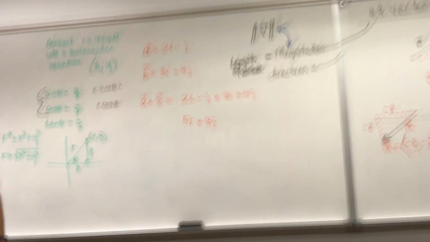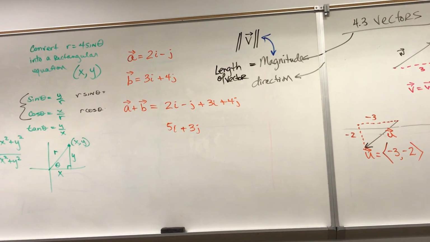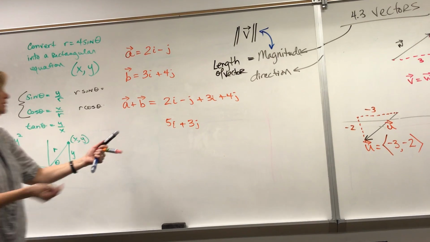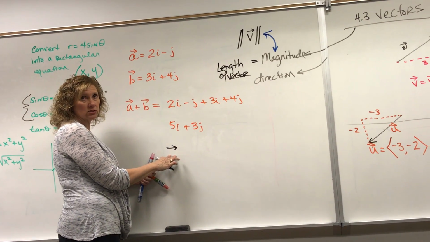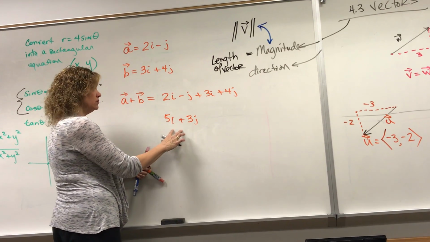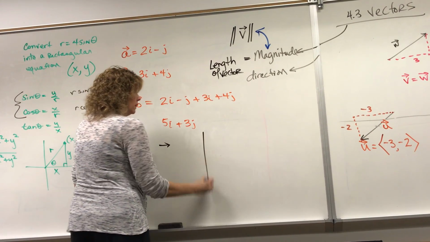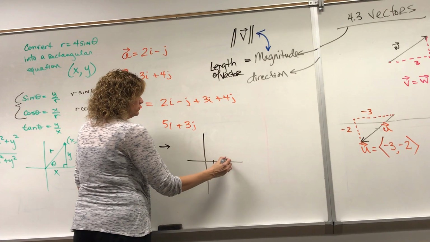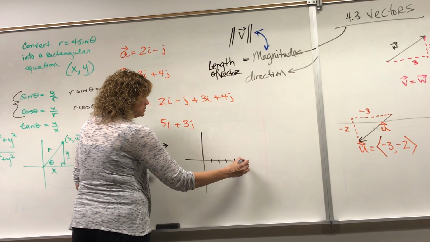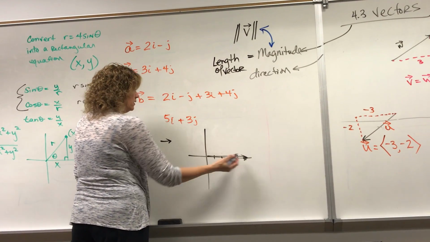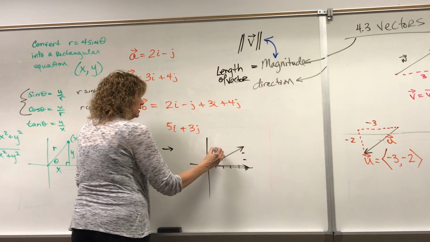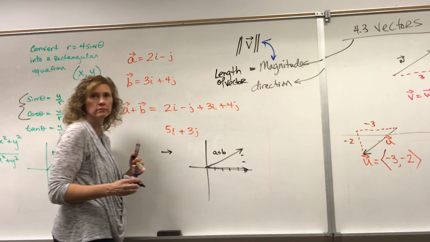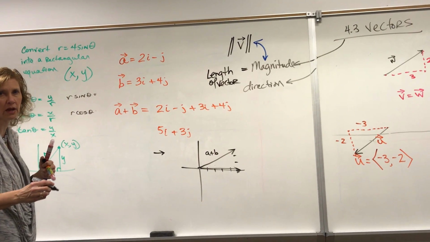Are the i's and j's just to distinguish between? So i is always a unit vector in the positive x direction. So this right here, if I was going to draw it, I would go 5 units over in the positive x, and 3 units up, 1, 2, 3. So this vector would be A plus B. Does that answer your question?